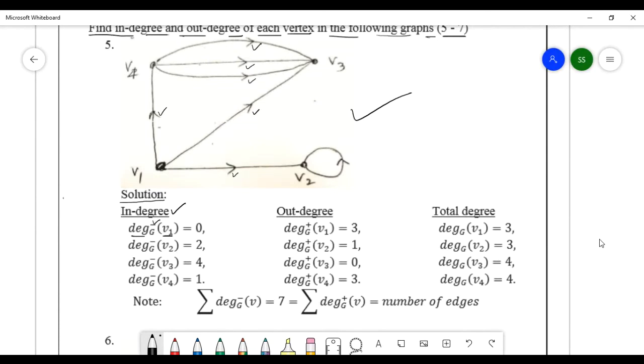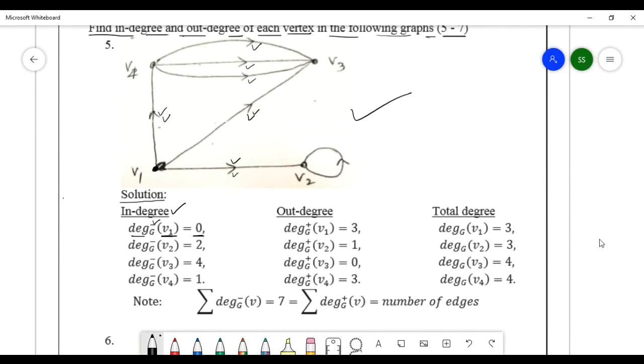Okay. Look at this vertex v1. In degree means how many edges are coming towards v1. So this is v1 here. How many edges coming? See, this one going, and this one going. Not coming. No edge is coming here at v1. So the in degree of this vertex v1 is 0. You understand or not?